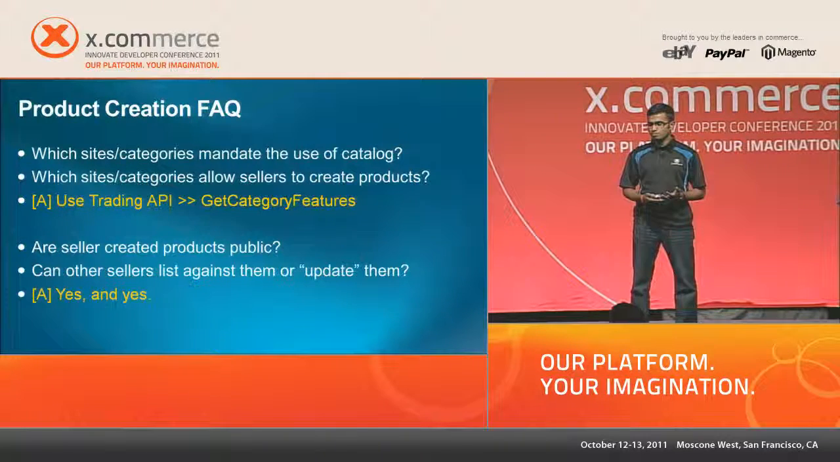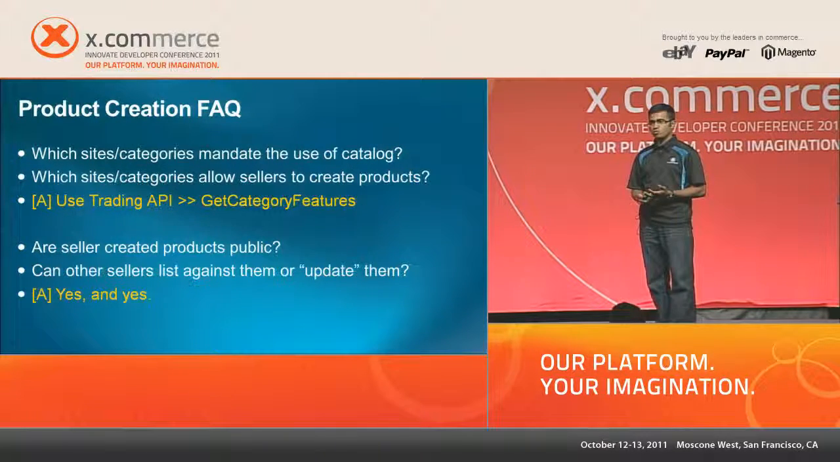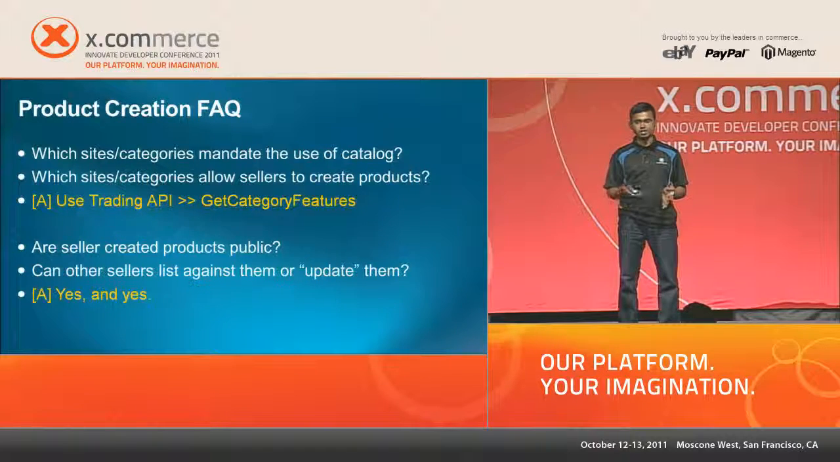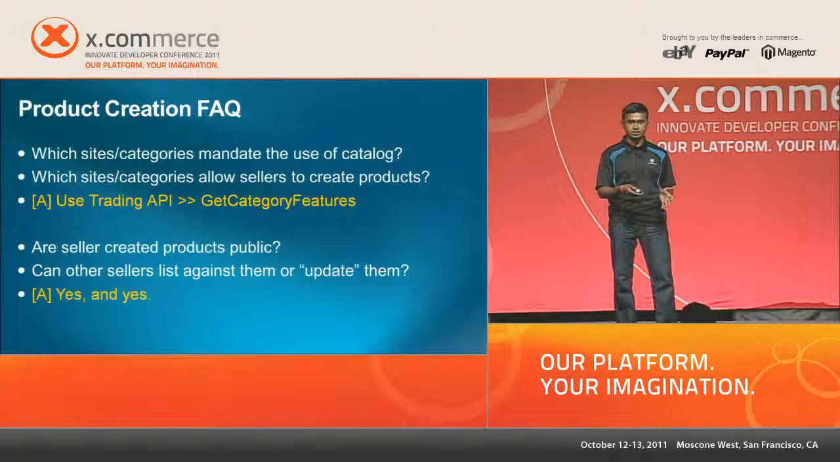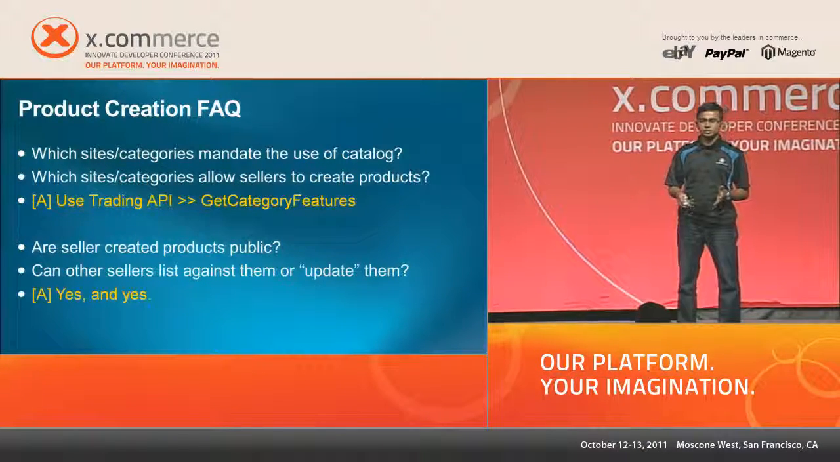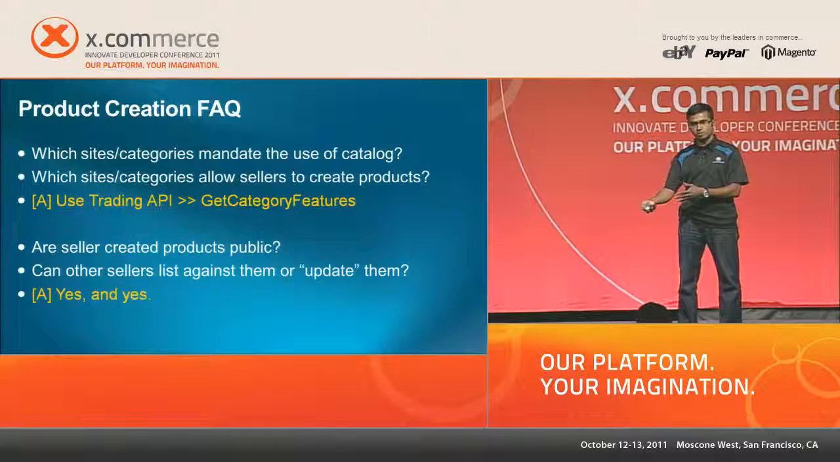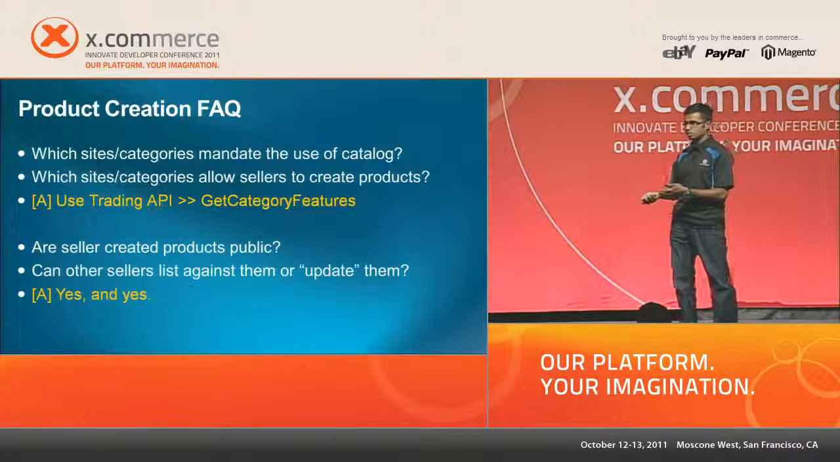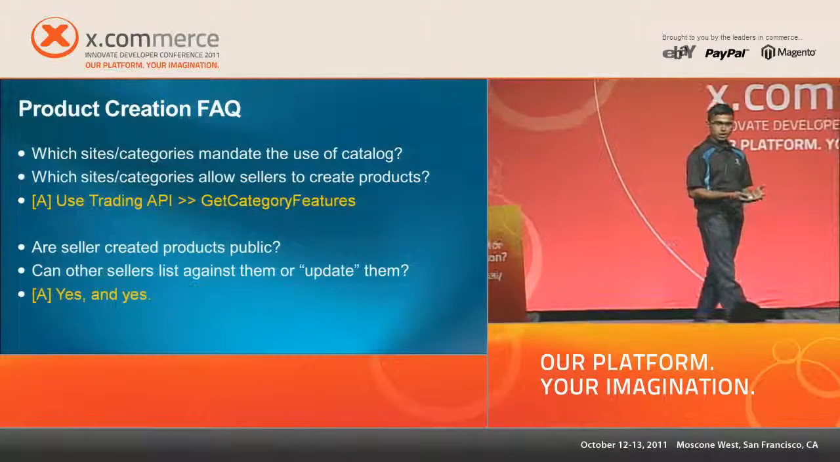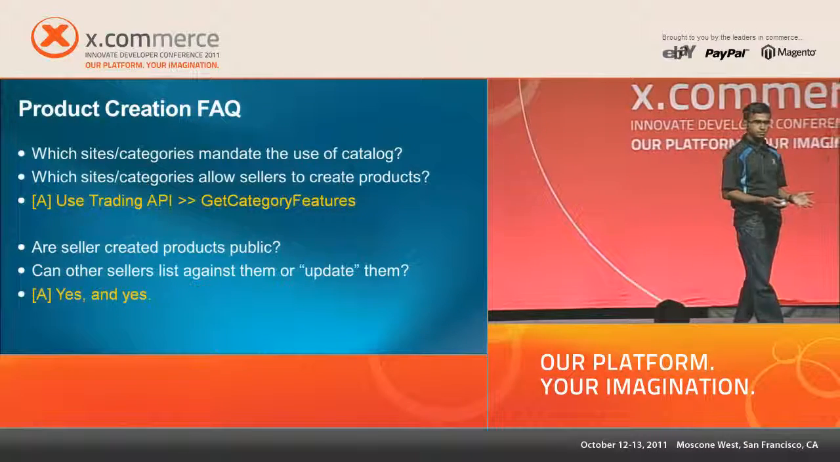The question is, are seller-created products public? Once a particular seller creates a product in the eBay catalog, is it treated any differently from all other products in your catalog? Can other sellers see it? Can other sellers list against it? Can they submit corrections against it if they see something wrong? So the answer is yes to all the above. That's the simple answer. Of course, we allow everybody to submit a request to correct a particular product, or you can always list against a product. But we have a lot of safety nets and rules and policies in place to prevent gaming and illegal use of these functionalities.